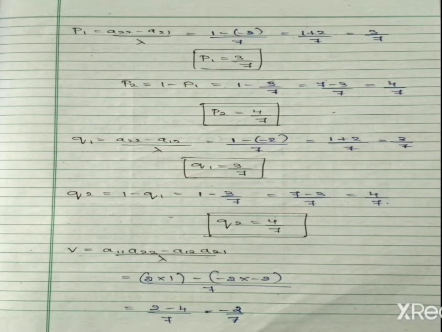So finally we have to calculate the value of the game. V is equal to (A11 A22 minus A12 A21) divided by lambda, that is equal to 2 into 1 minus of minus 2 into minus 2. So 2 minus of minus 2 into minus 2 is plus 4. So 2 minus 4 divided by 7, that is equal to minus 2 by 7. I hope it will be clear.